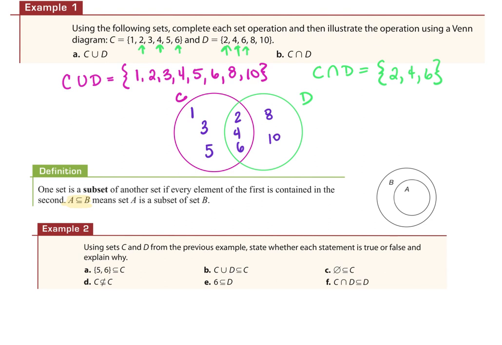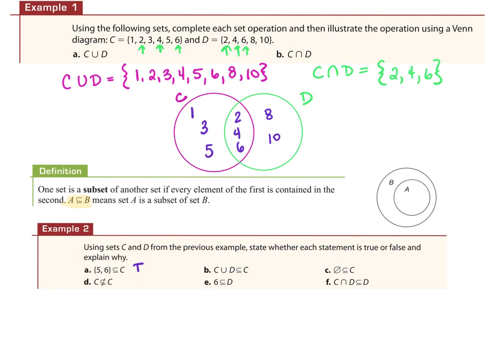All right, so if you look at example 2, it's going to use those same ones, and it's talking about subsets here. So let's look at A. The question here is: 5, 6 is a subset of C. Well, let's look at my Venn diagram. If I have a set that just consists of 5, 6, is that a subset of C? Does 5, 6 fall inside my C? Yes, 5, 6 falls inside my C, and so I would say, yes, this is true. 5, 6 is a subset of C.